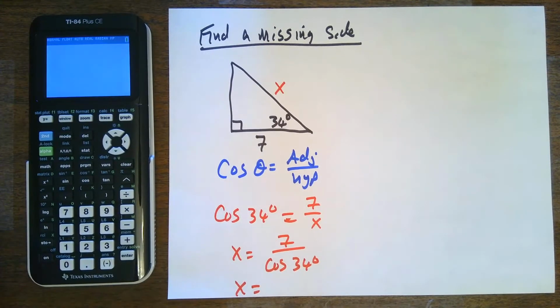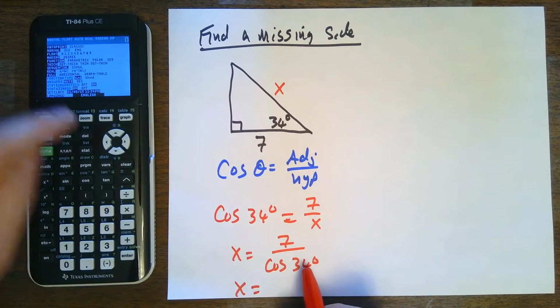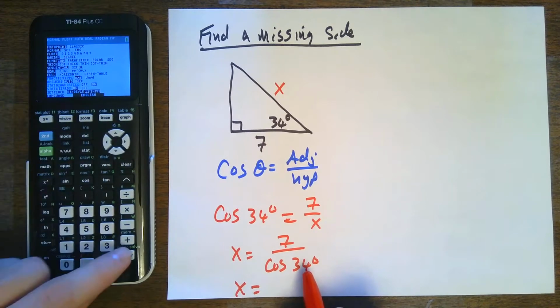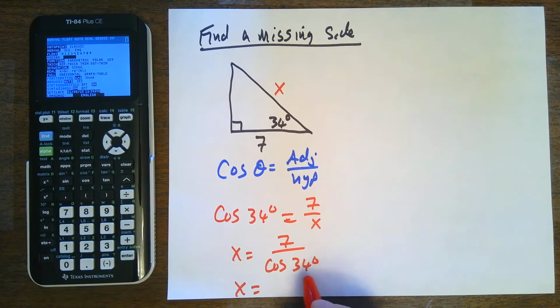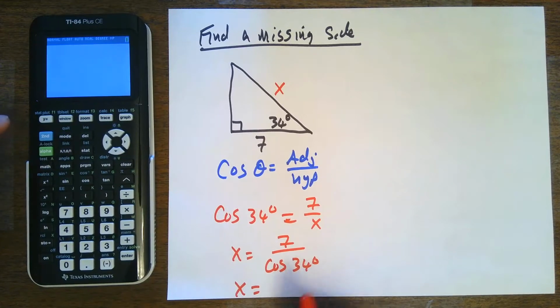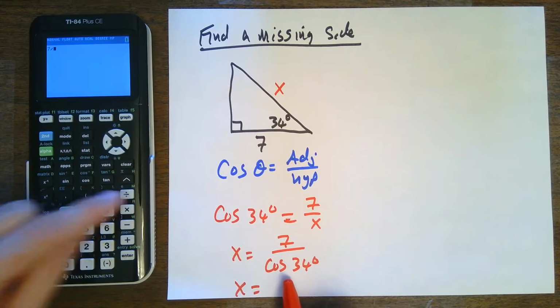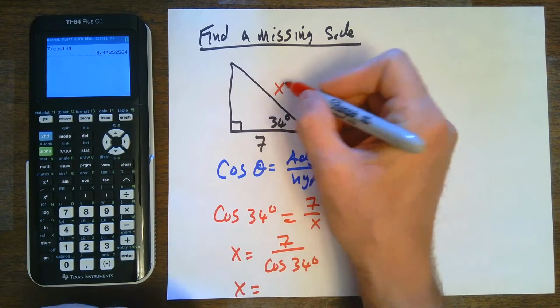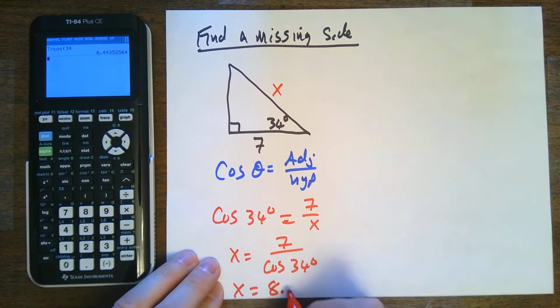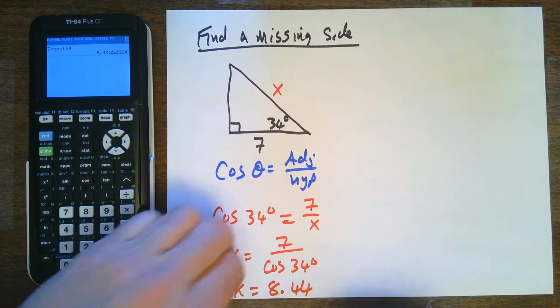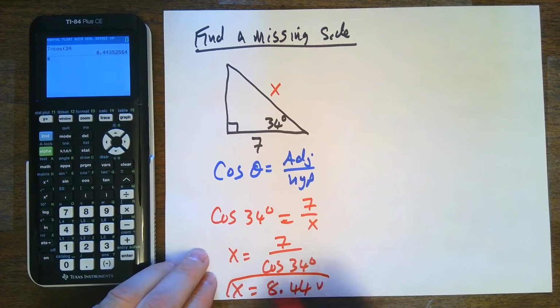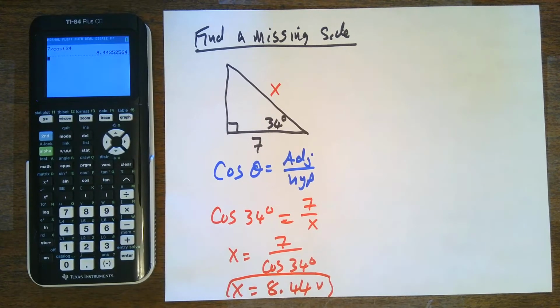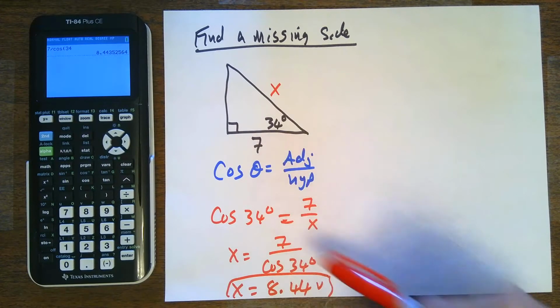On my calculator, now notice I'm using degrees. Later we're going to be measuring angles in radians. So I want to make sure that I'm in degree mode. I was in radian mode, so make sure you change it. Go to your setup, Casio users, make sure you change that, otherwise you get the wrong answer here. So I'm going to do 7 divided by the cosine of 34, and I get that the hypotenuse is 8.44 units long.